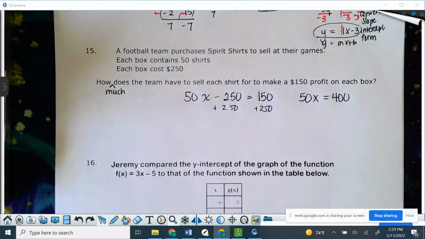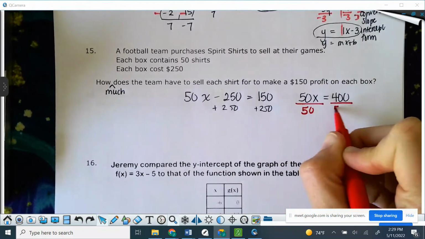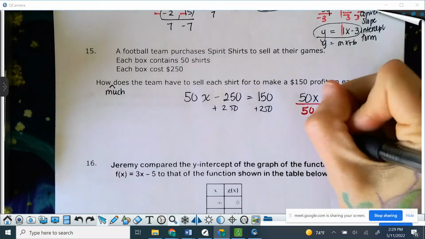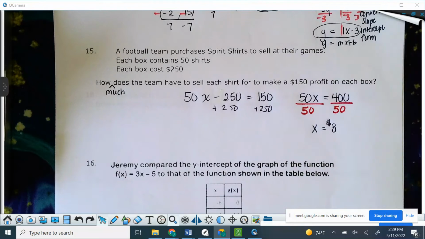And then from here, we're going to divide both sides by 50. So 400 divided by 50, x equals 8. So $8. So we have to charge $8 per shirt to get a $150 profit, knowing that we have 50 shirts and each box costs $250.